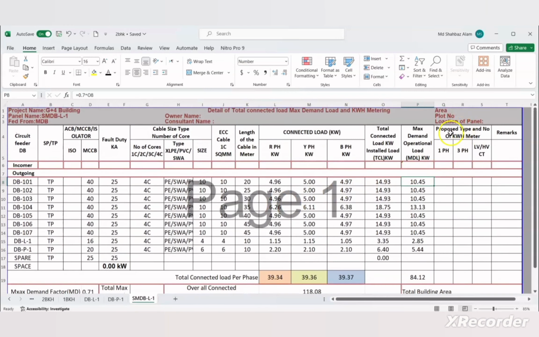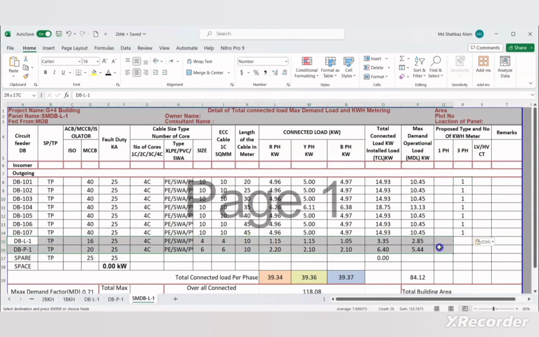Here we have one column, proposed type or number of kWh meter, one phase kWh meter, three phase kWh meter, and LV/HV CT current transformer. For each flat we need one kWh meter, because this flat is owned by one person, this flat is owned by another person, so they want to know how much electricity they consume. So for each flat there will be one kWh meter. So there are 7 flats, so there will be 7 kWh meters.